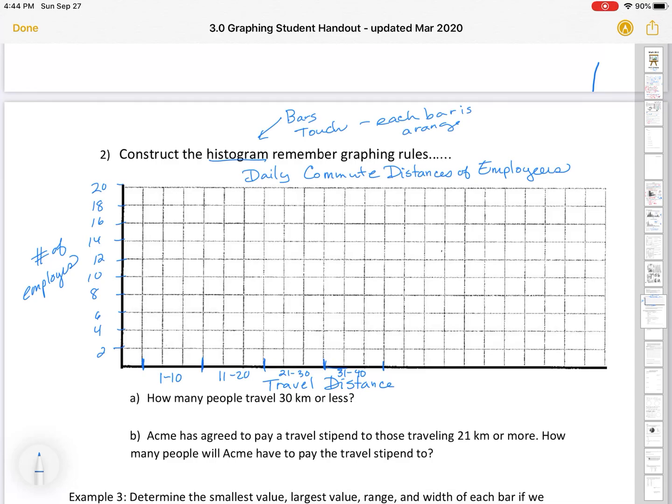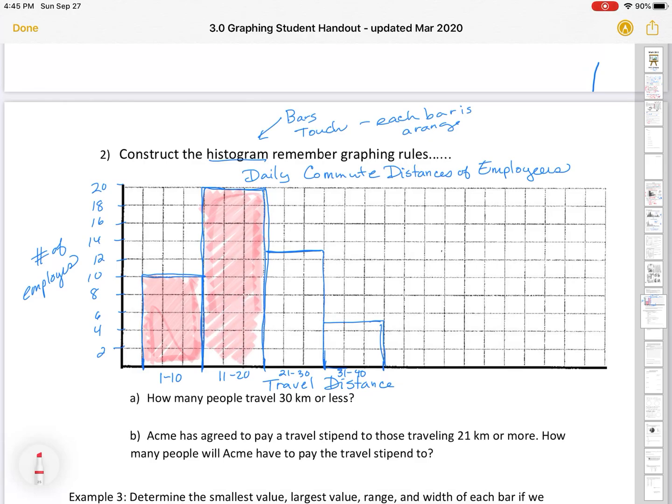Now, 1 to 10, when we looked at that, it was 10 employees, right? Okay. 11 to 20, it was 20 employees. And again, you should use a ruler. Mrs. Finley is not, but you should. 21 to 30, we have 13. So halfway between those. And then we have 5 for the people who live a far distance away. You might choose to shade them in if you want, just to make it look pretty. So I'm shading these in.